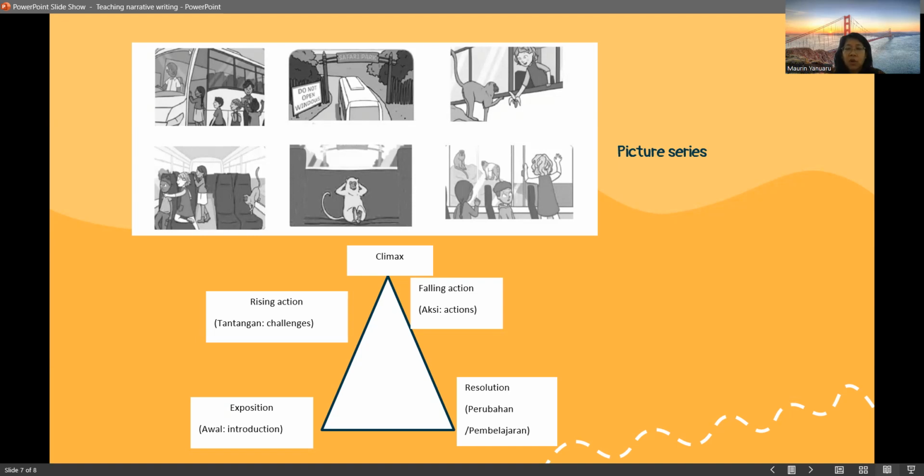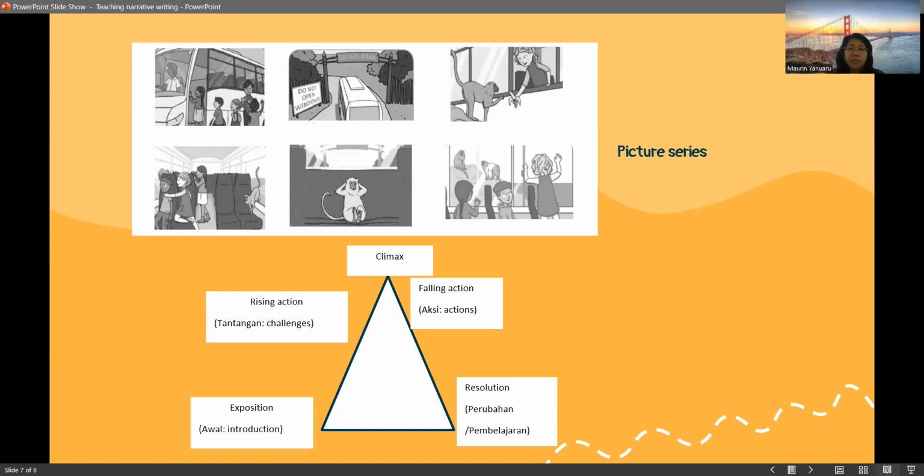And the next one is resolution, or let's say perubahan or pembelajaran. The writers must have a resolution for the problems that happen, and how to handle it and how to make it better. So that's why it is called perubahan or pembelajaran.